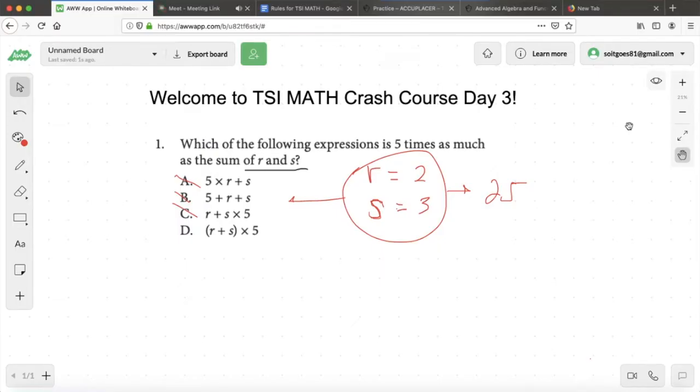I'm glad you drew the parentheses, right? Because now we have to do the parentheses first. And then 2 plus 3, that's 5. And then we drop the parentheses, and we have 5 times 5 is 25. There you go. Answer choice D. Does that make sense? Yes.